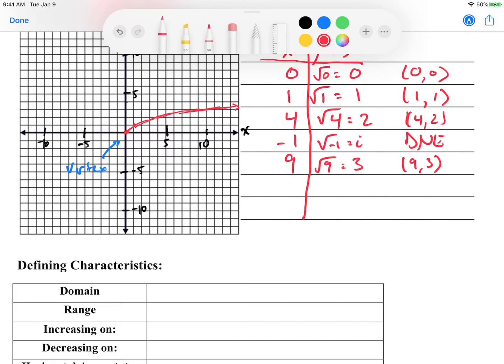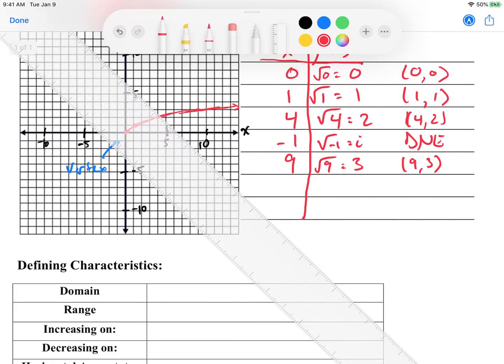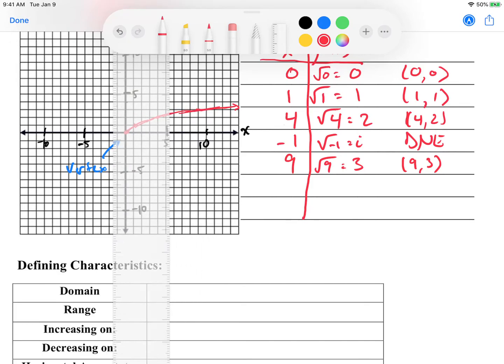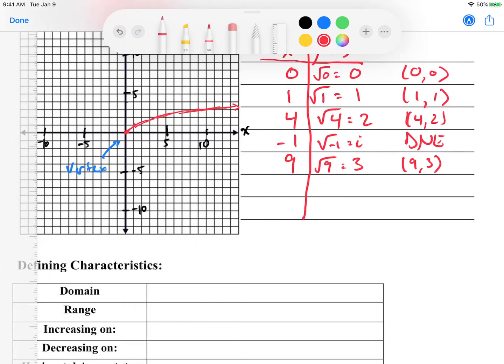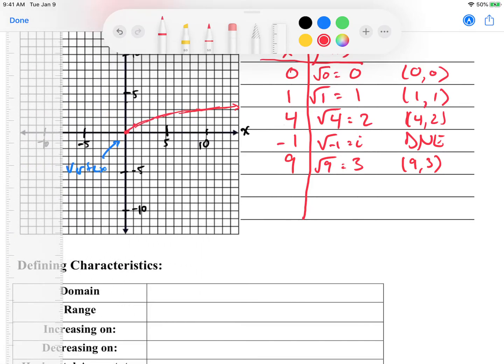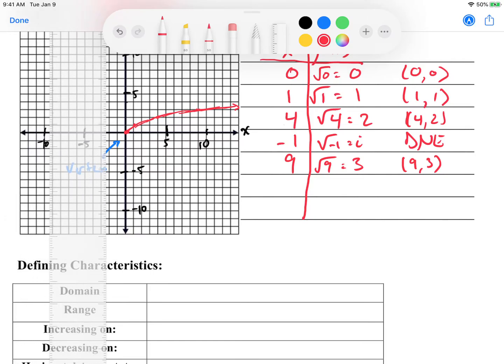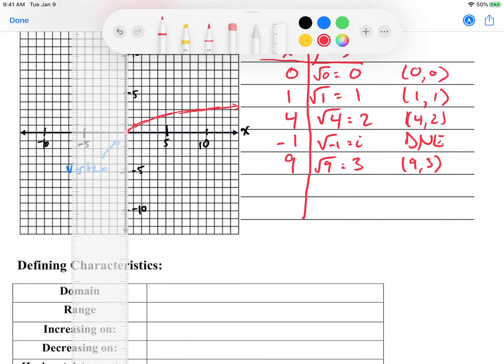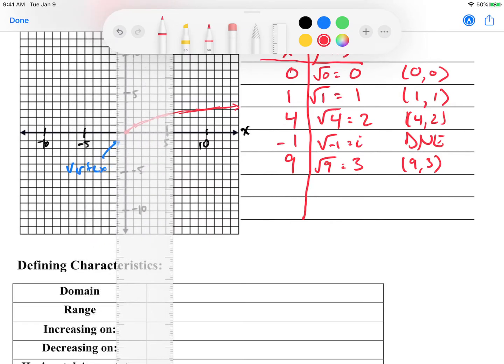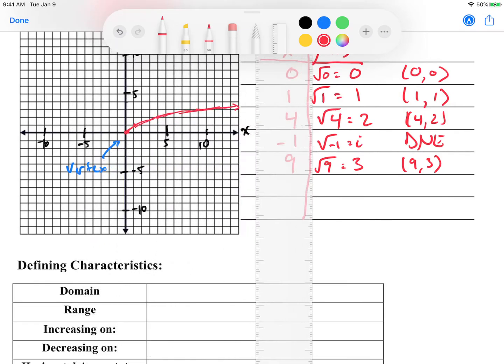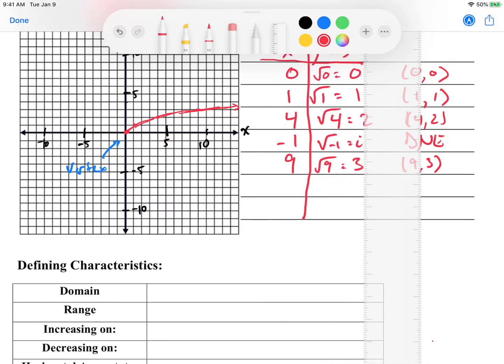All right, so if I imagine taking this ruler here, and I'm looking at my function going left to right, where does this thing start? It starts here at 0, and then just moves on and on and on. So no matter how big of an x value I choose, I'm going to get some sort of output out of this thing.